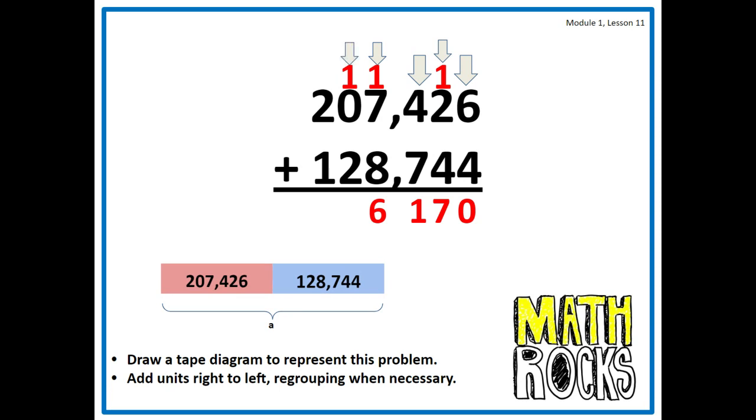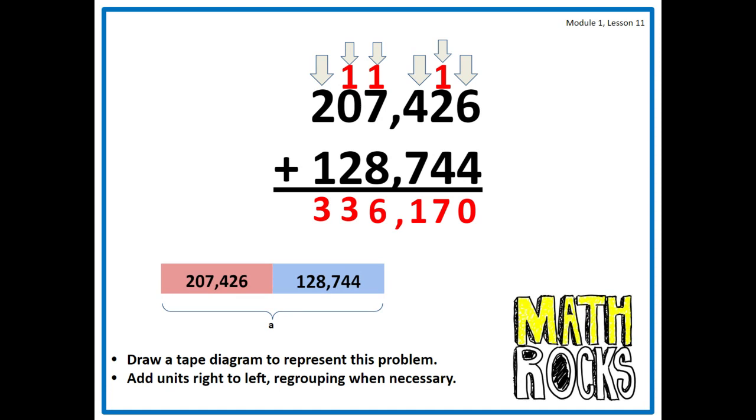Let's move on to our 10,000s. And 2 and 1 more 10,000 is 3 10,000s. Nothing to regroup. We get to just move on to the 100,000s. And 200,000 and 100,000 is just 300,000. And don't forget that comma.